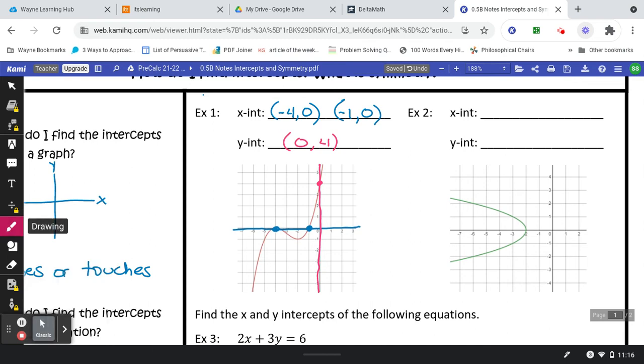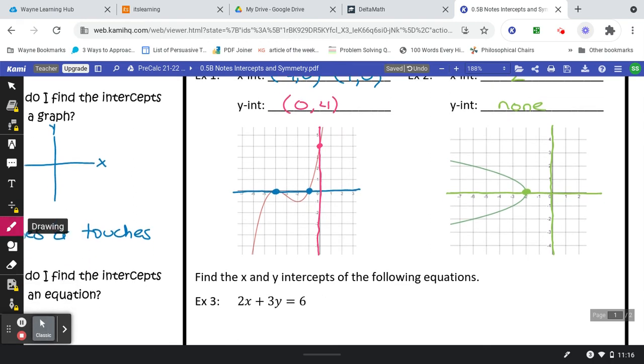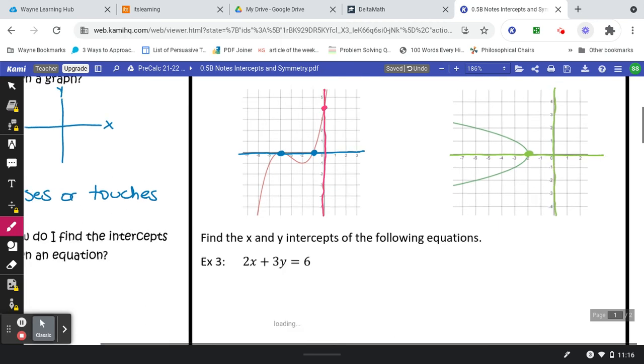For example number 2, x-intercepts. Here we go. We're looking at that point right there, which would be -2, 0. And again, sometimes it's just going to ask you to type in the numbers. So sometimes it just asks for -2. So I'll do that example like that. Just make sure you're clearly reading the directions. And then the y-intercept, my graph does not cross the y-axis, so I'm going to write an answer of none. All right, those are pretty easy to identify on a graph. Let's look at the next part.